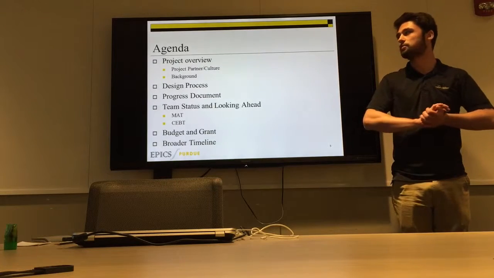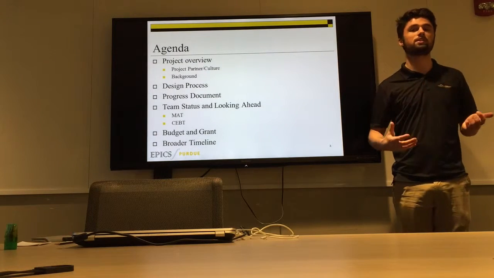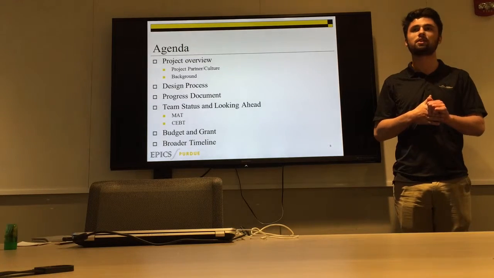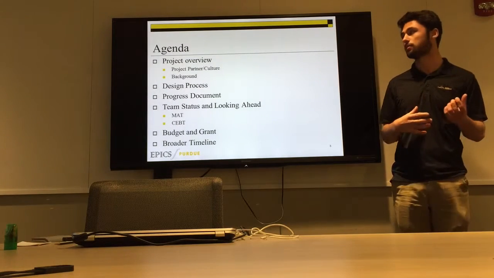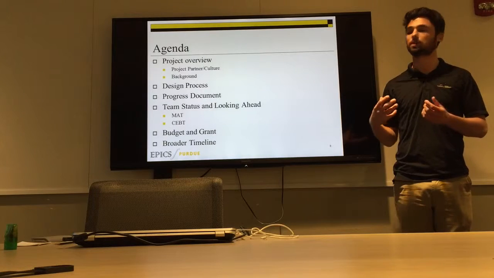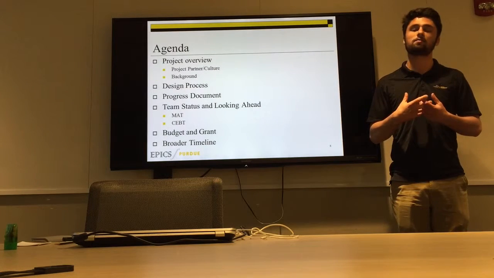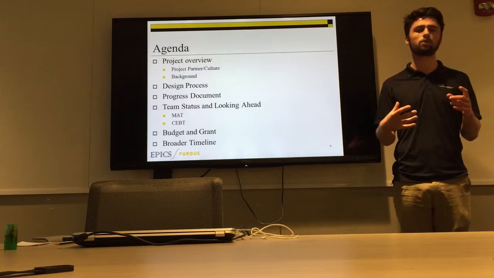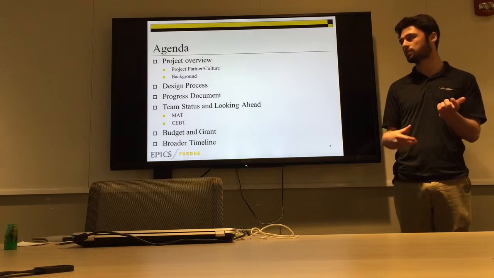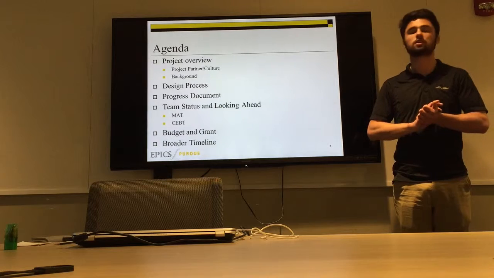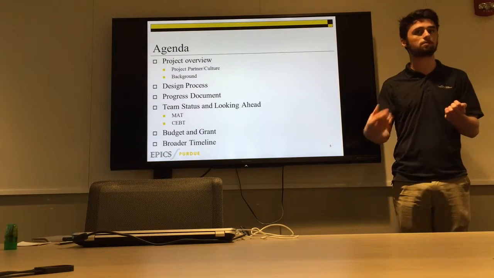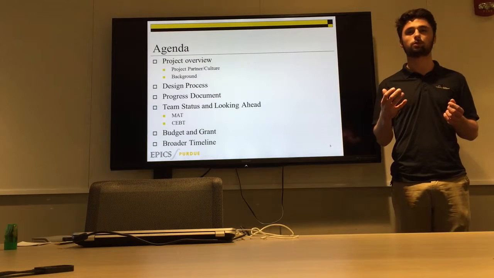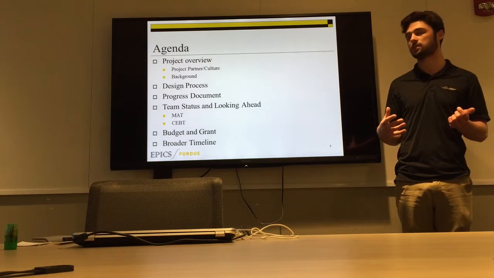Okay, so we'll begin by giving you an overview of what our project is and what we've done in the past. We'll also give you a background on who our project partner is and some about them. We'll talk about our design process, where we are in it. We'll present a document that ties together different aspects of the project. Then we'll hear from our design teams and hear about what they've been doing. Finally, we'll talk about the budget for this semester and moving forwards, how we're going to be funding that, and look at the broader timeline for the whole project lifetime.